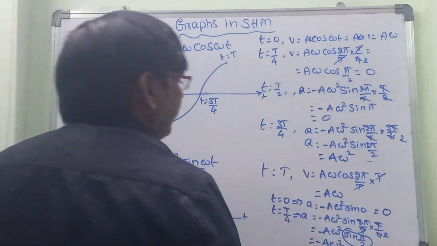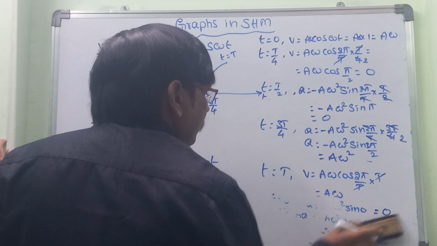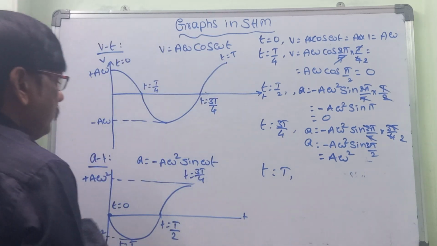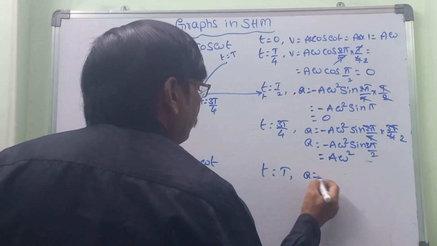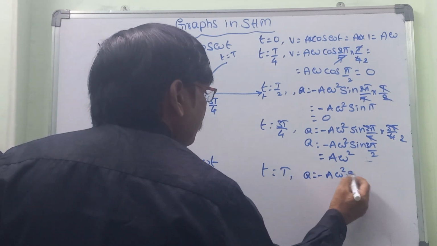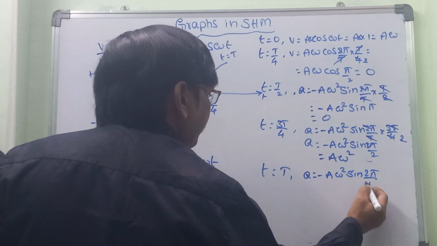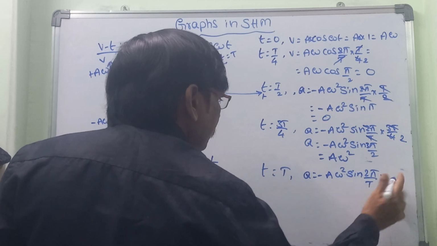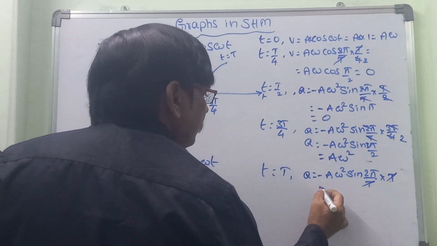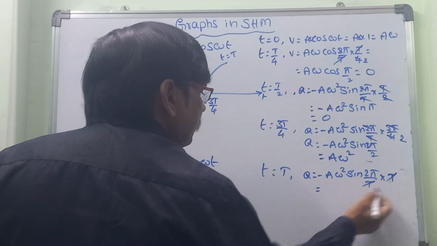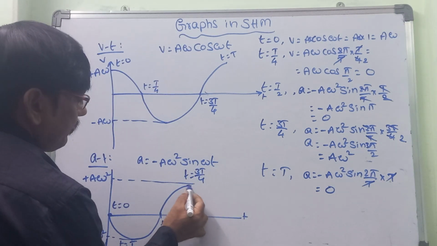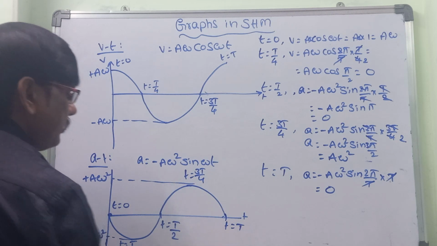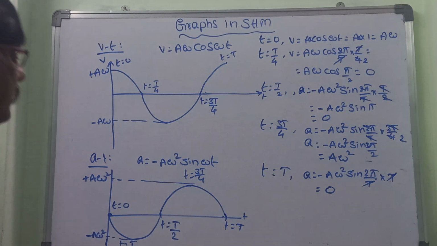The last one we can take is t is equal to T. Then we will get the equation in this situation. So a is equal to minus a omega square sin of 2 pi by T into T, this time we are taking just T only, and so T gets cancelled. So that is equal to minus a omega square sin 2 pi, that is equal to 0. So the particle again starts from here. And so at here, t is equal to T. So these are the different points we can take for the graphs.